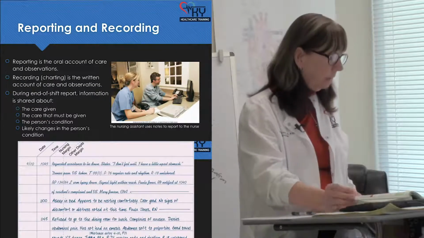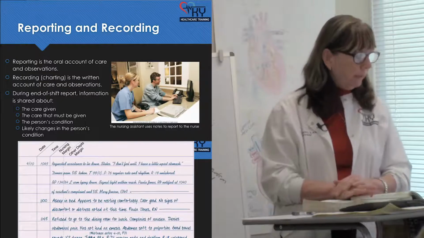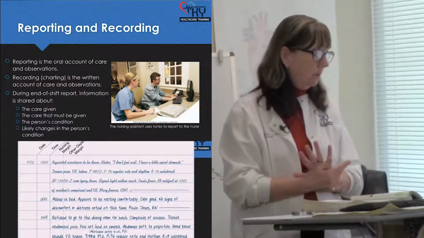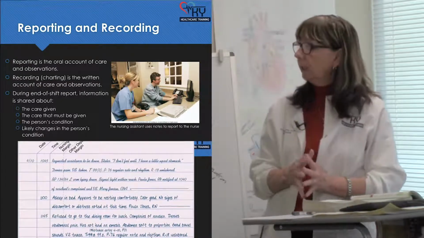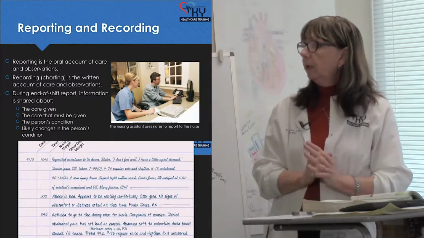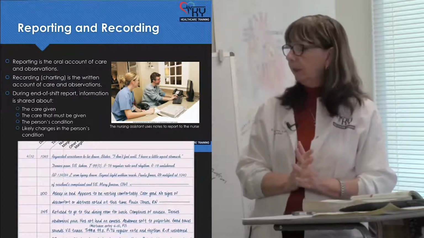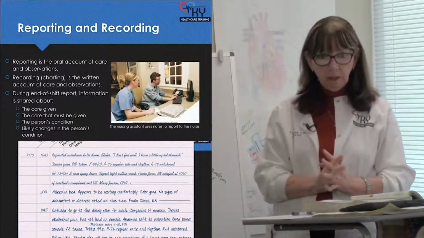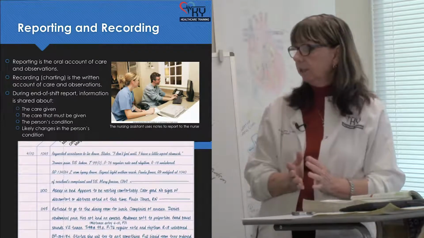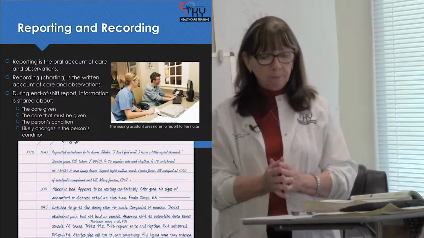Okay, reporting and recording. Reporting is the oral account of care and observations. Recording or charting is the written account. End of shift report. Information is shared about care that has been given, the care that must be given, the person's condition, and likely changes in their condition.